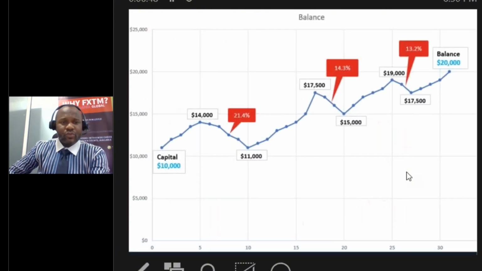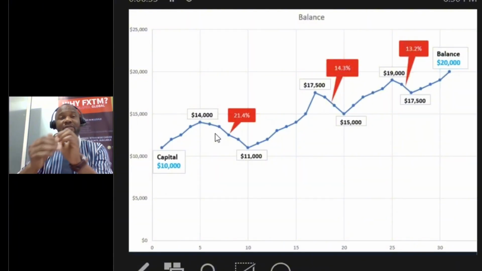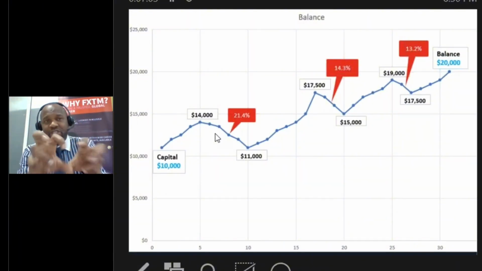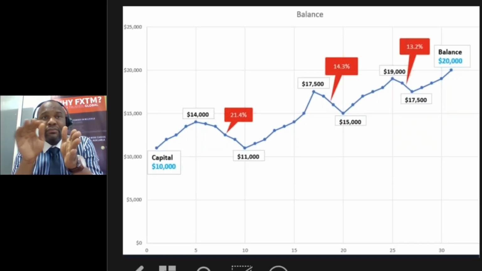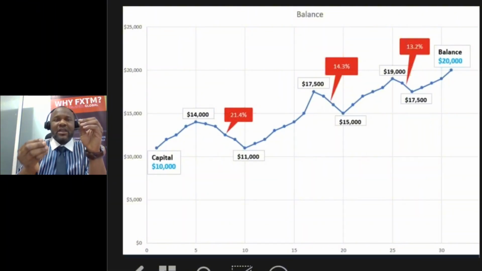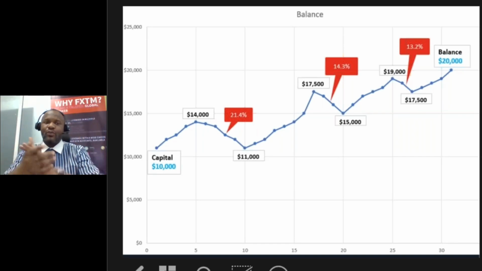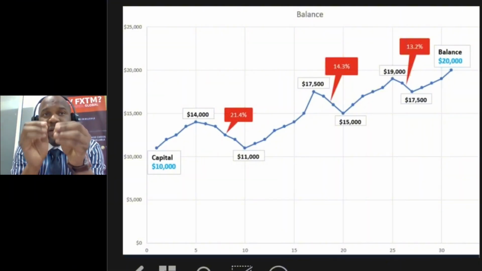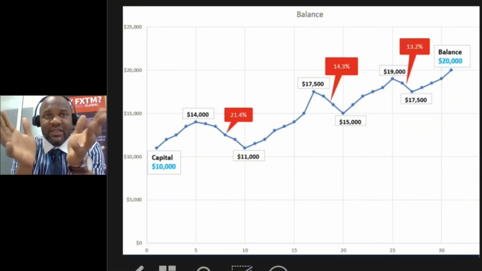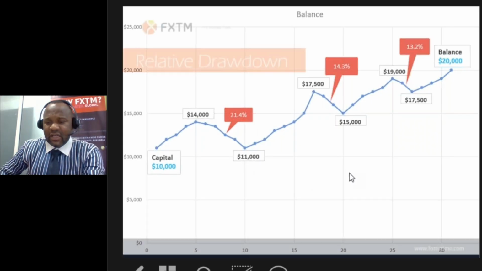So let's go ahead. We see it fell 21.4% here. It fell 14.3% here. And it fell 13.2% here. So the highest was 21.4%, and that's what the MT4 result will capture. So when you are publishing your MT4 result, MT4 will just show you maximal drawdown. That's what it's talking about: the highest percentage fall you have had in history. That means that at a certain time you lost 21.4% of your account. That's the highest. That tells how your trading habit is.